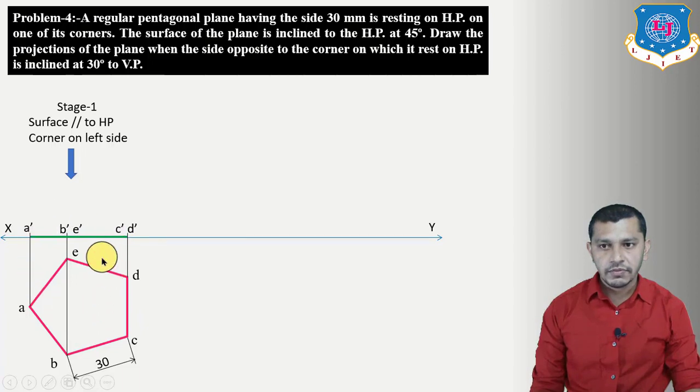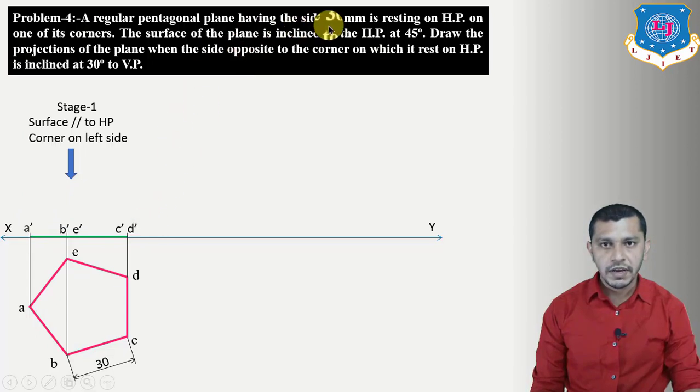So right now in the first stage, the top view will show us the true shape, and the elevation will be a line parallel to the XY reference line, because the plane is parallel to the horizontal plane and it is perpendicular to the vertical plane. And whenever the plane is perpendicular to the vertical plane, the elevation of that particular reference plane will be a line. Now we have to derive the second stage.